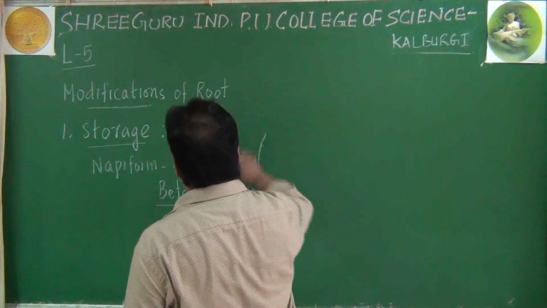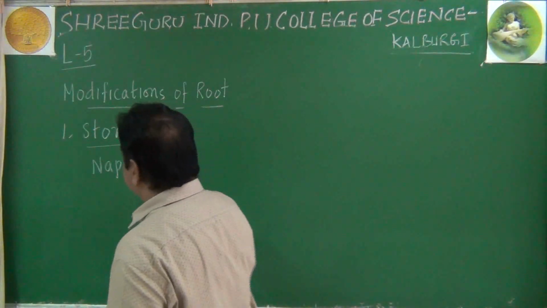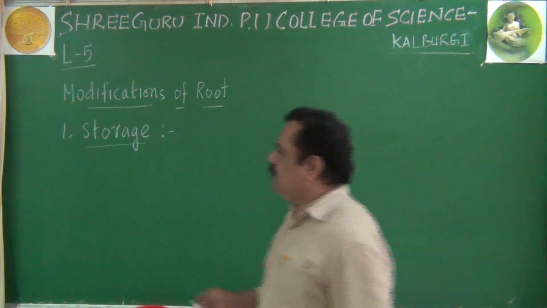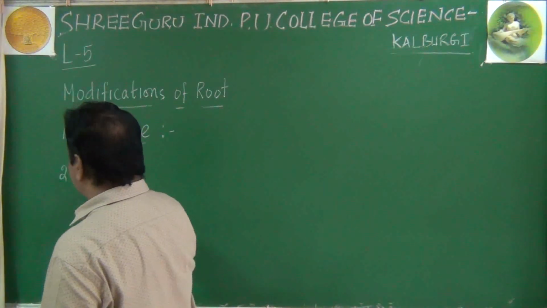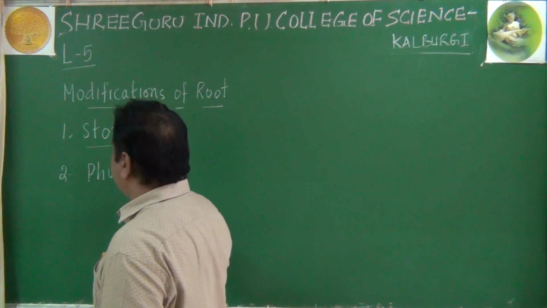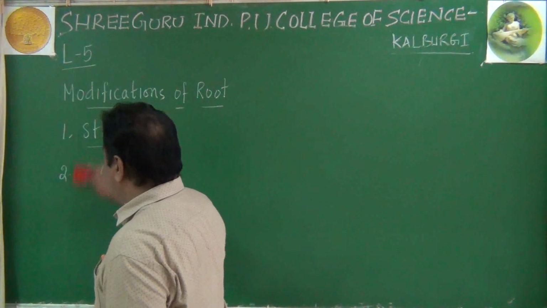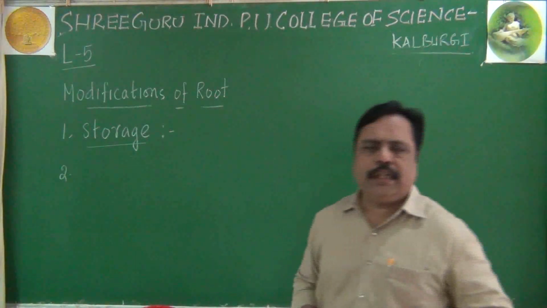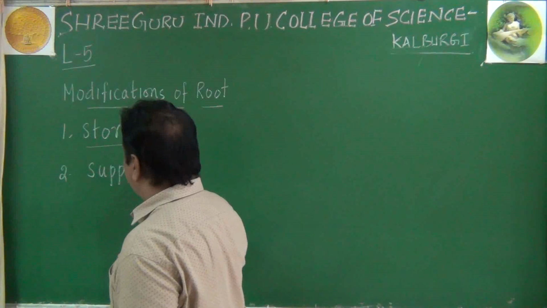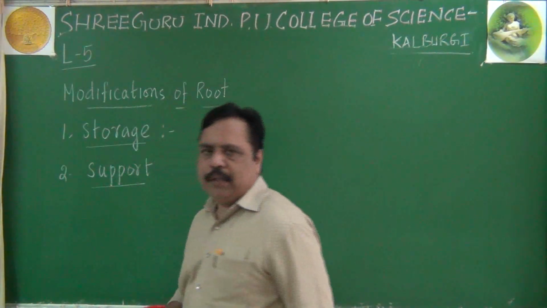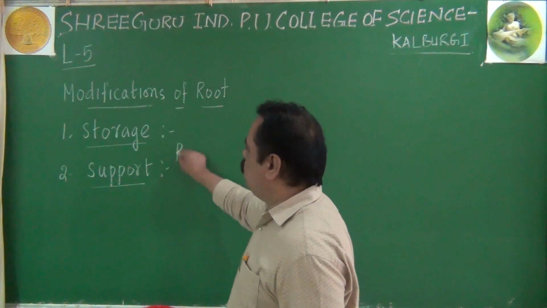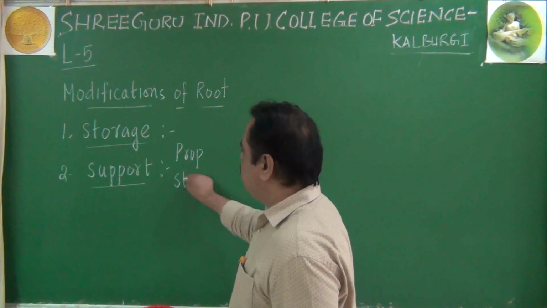Let me continue with other types of modifications of the root. The first one was storage. The second type of modification we are going to study here is physiological modification. Before going into detail about physiological modification, yesterday I told you one more point also. For the sake of support also, the root can undergo modification. In the previous class, I was telling you about prop root and stilt root, you may be recalling.